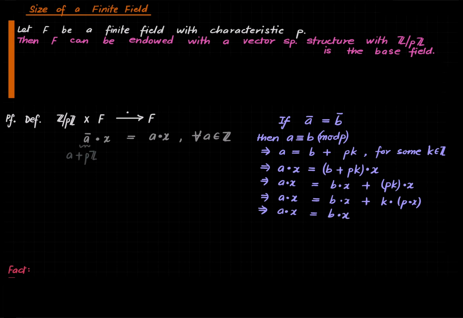So what we have shown is that whenever a bar is equal to b bar, a dot x is equal to b dot x, which means what? Which by definition of the scaling means a bar dot x is equal to b bar dot x. Let me not use a fat dot in the scaling here. This is just a simple dot. This is the fat dot from the previous slide.